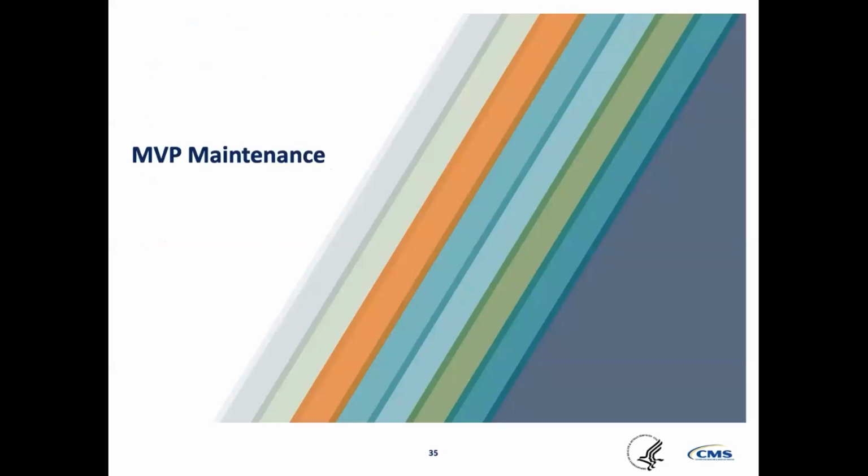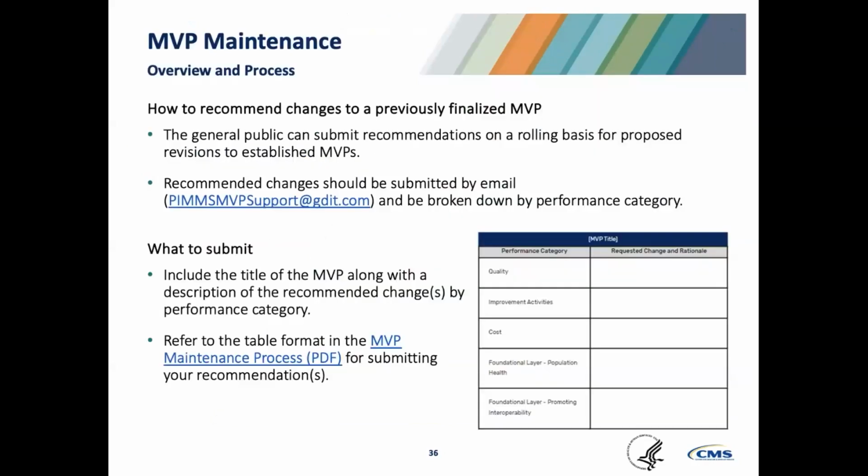And the final topic that I'll be covering is the MVP maintenance process. Next slide, please. The general public can submit recommendations on a rolling basis for proposed revisions to established MVPs. Established MVPs are those that have been finalized through the rulemaking process, and as shared earlier in the presentation, there are currently 16 established MVPs.